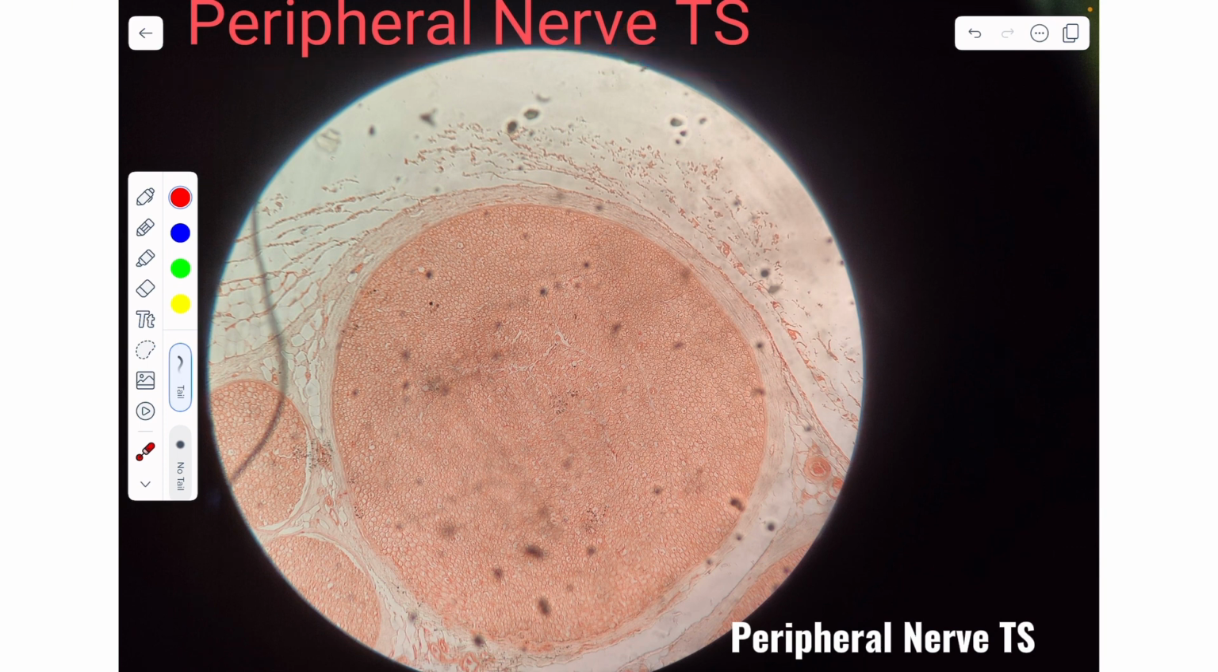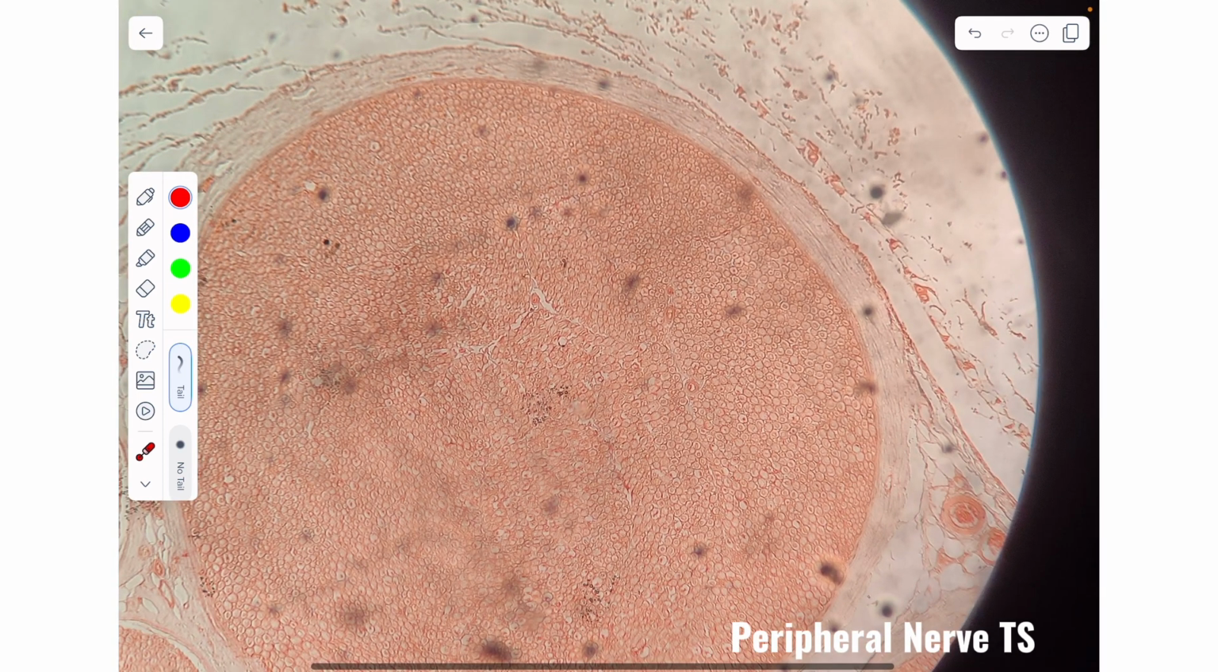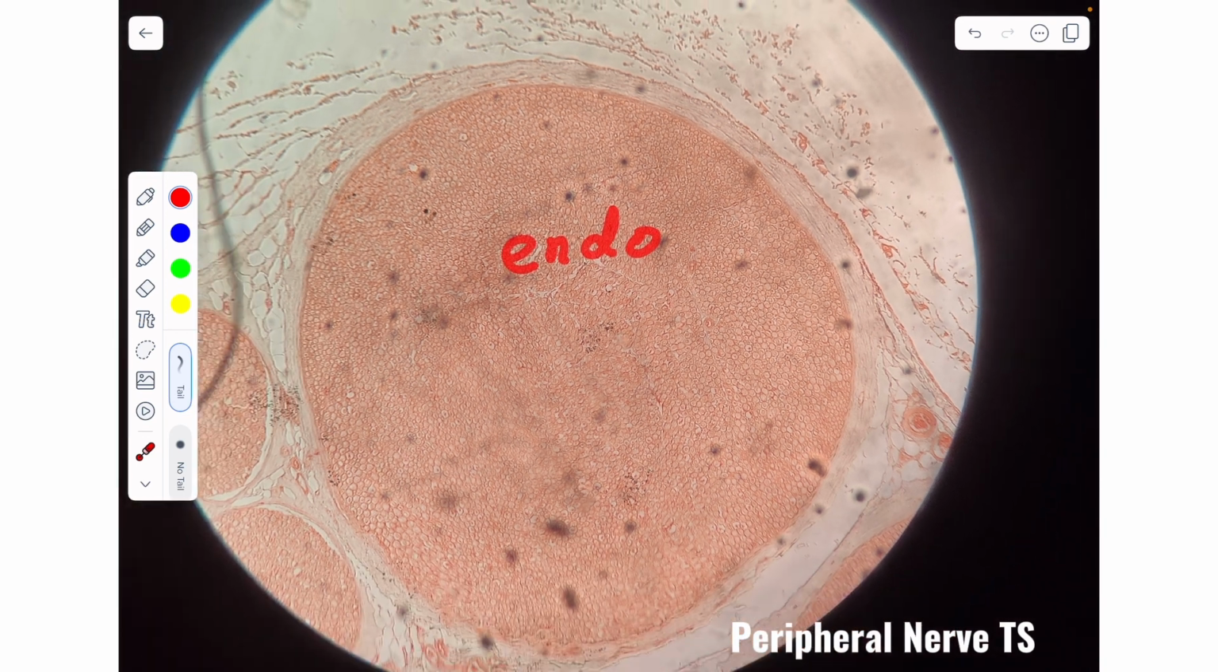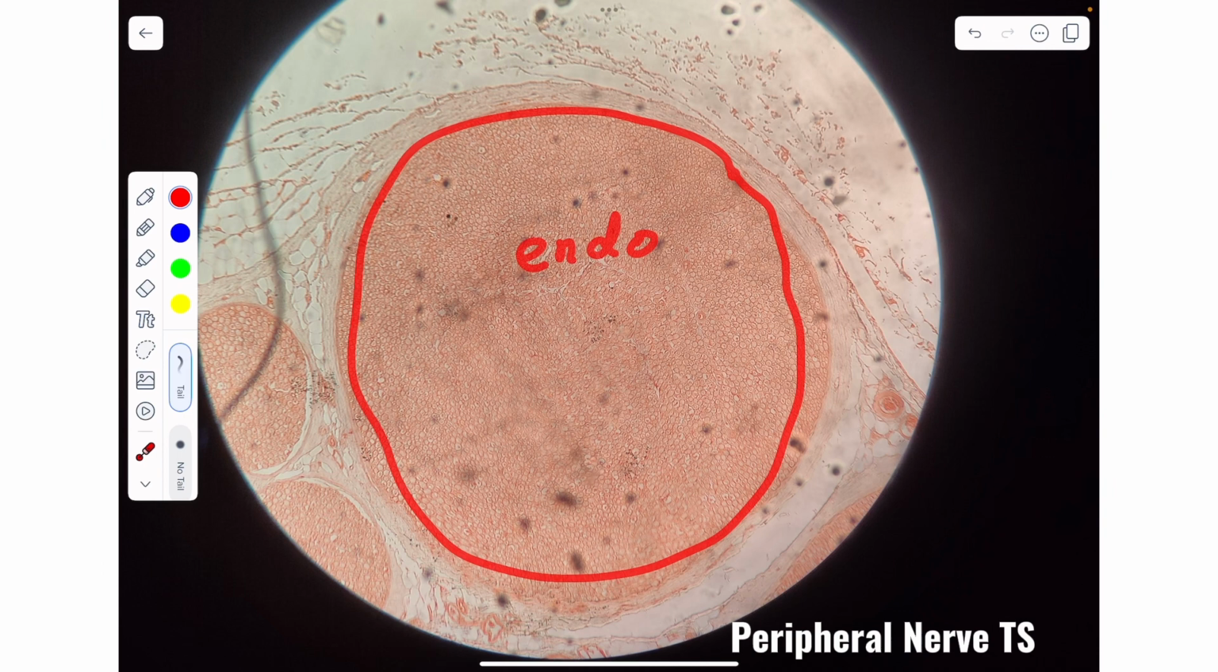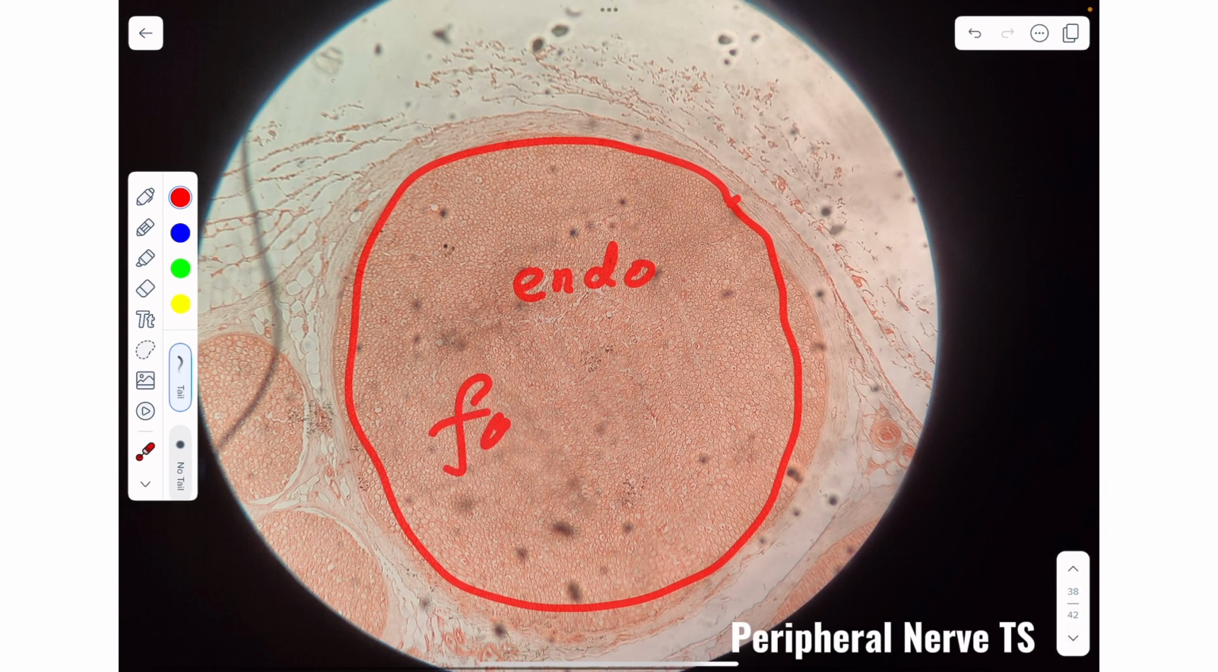How do I know that? All these dots or rounded structures I see right here are the transverse sections of individual neurons. In between these neurons, the empty space is filled up by connective tissue called endoneurium. These neurons are present in a bundle, and this bundle is called a fascicle.